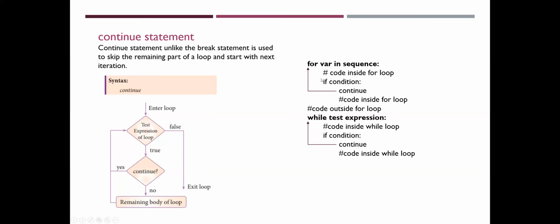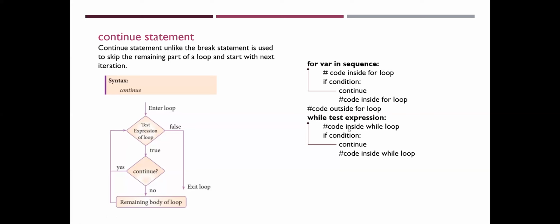Here you can see that we have a for loop with code inside the for loop. We are giving an if condition, and in this condition we are giving continue. If this condition tends to true, the continue will skip the remaining part and go to the next iteration of the for loop.